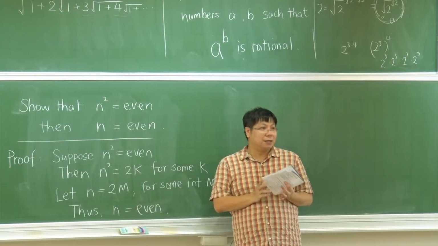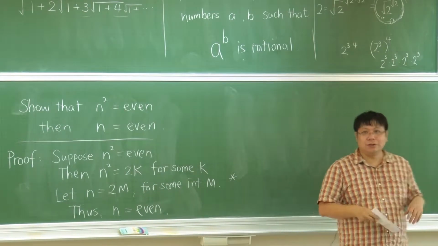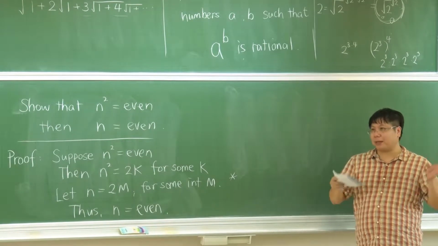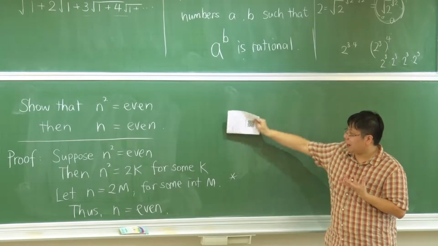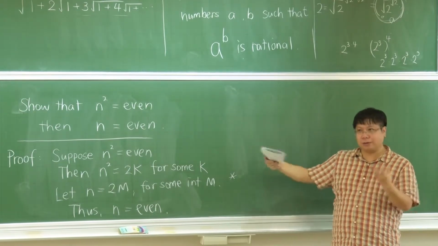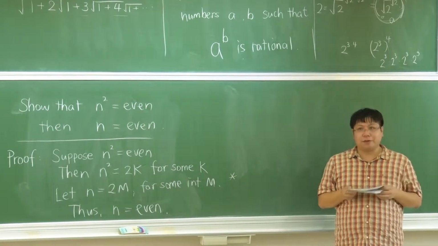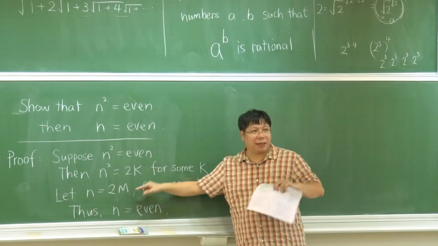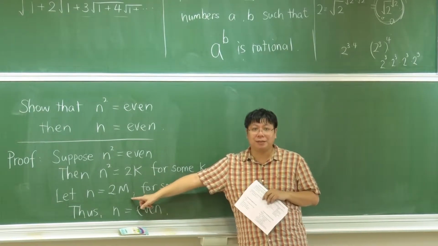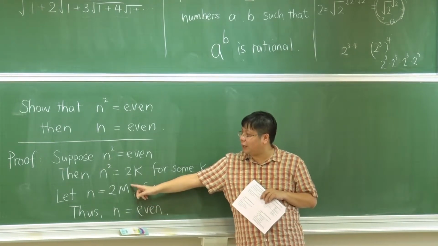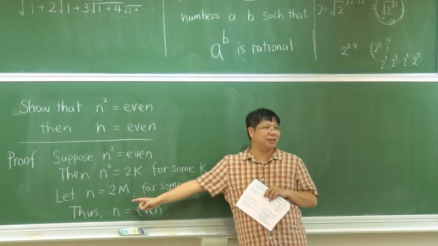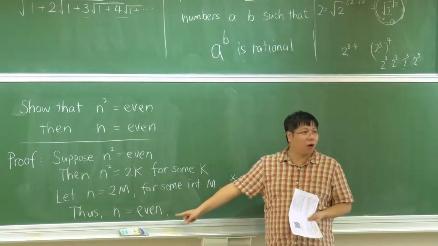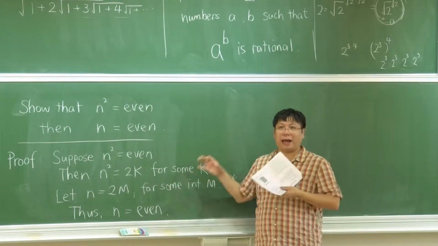You can use let to define some new notation. You can start something that does not go against any of the premises or the conclusion, or you just use it for your convenience. But you cannot let n is equal to 2m by introducing new properties to it. So you're adding that n has to be an even number here. Of course, if you add something new, then you might have wrong reasoning afterwards.